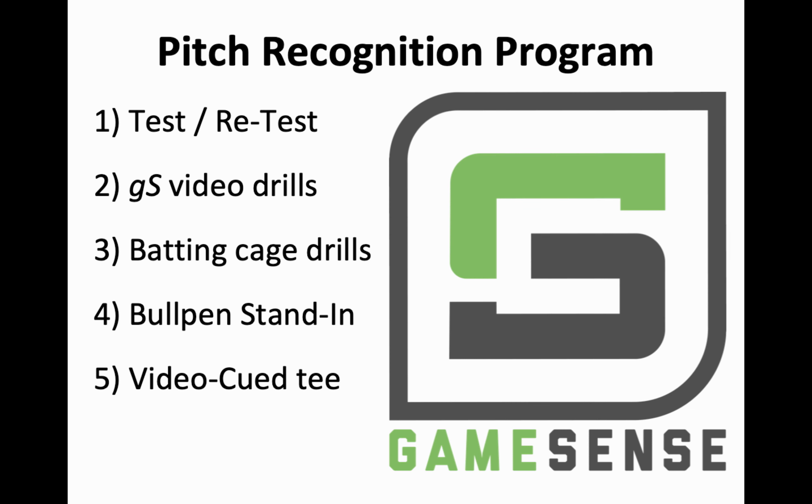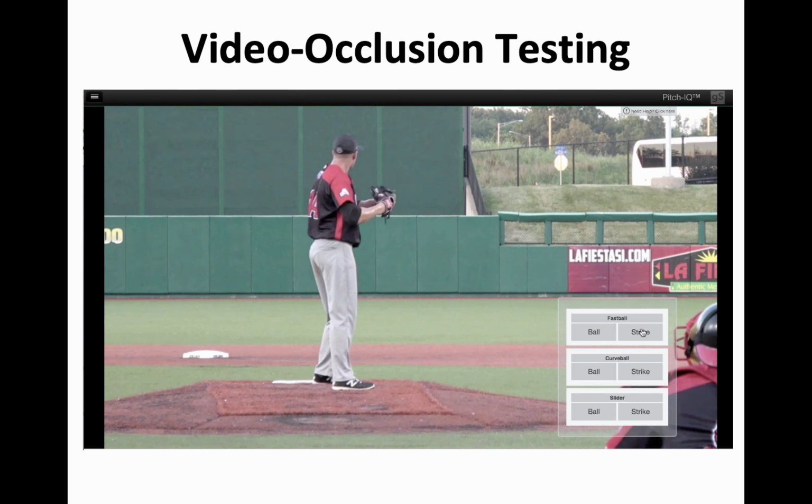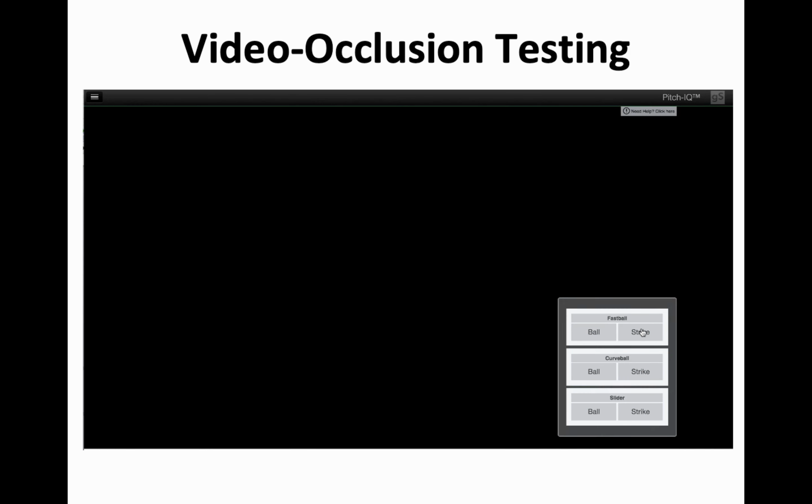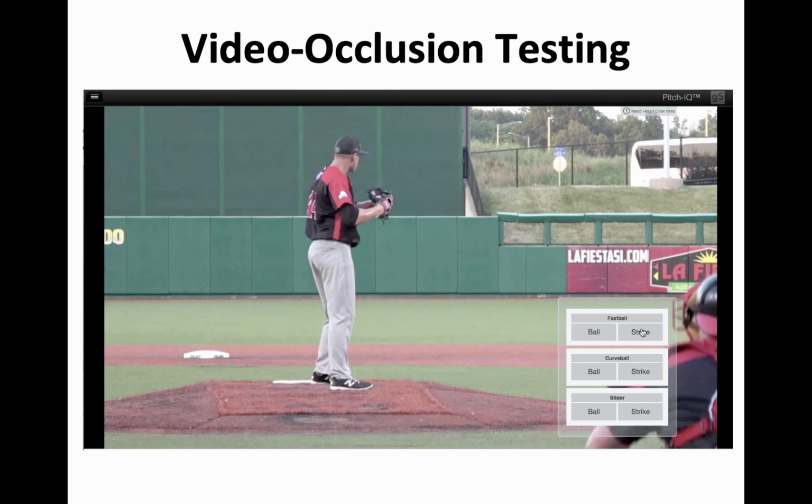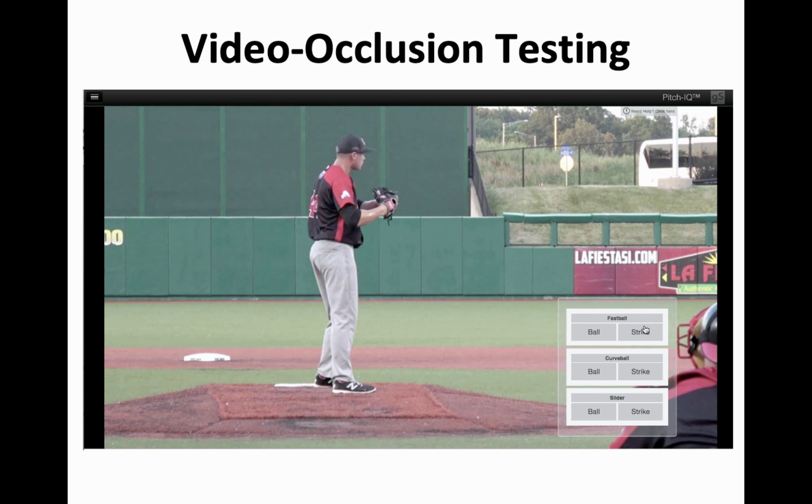Now that, of course, includes our GameSense video drills, but it also includes a variety of things before, after, and during those video drills. First, we have to have a test-retest. Now, this is the video occlusion method in which you get cut-off pitches, and the test taker, the hitter, needs to guess the type of pitch, fastball, curveball, slider, and location, whether that is ball or strike.